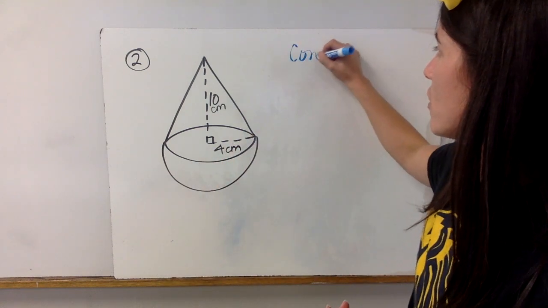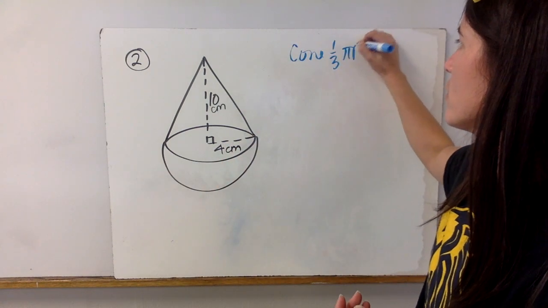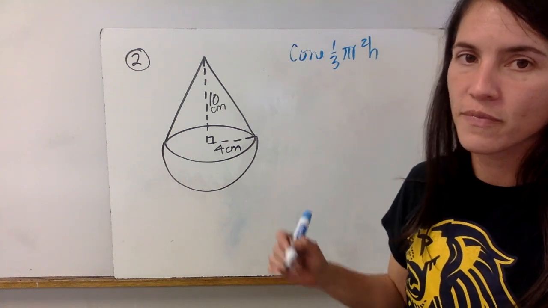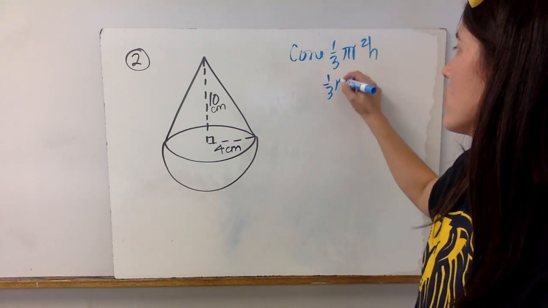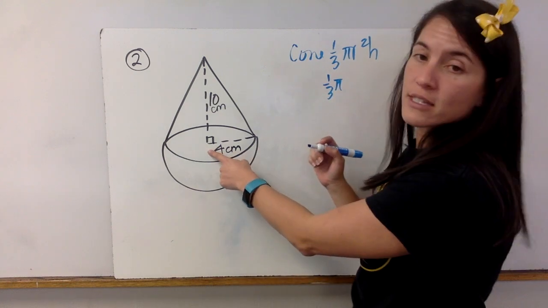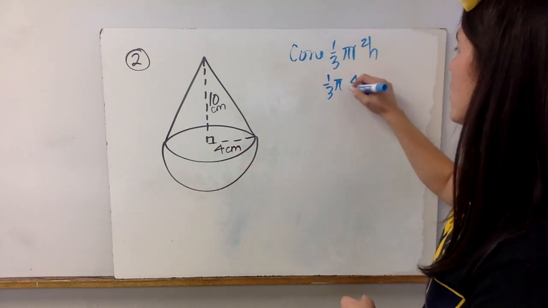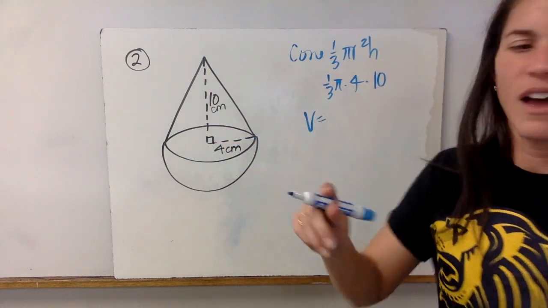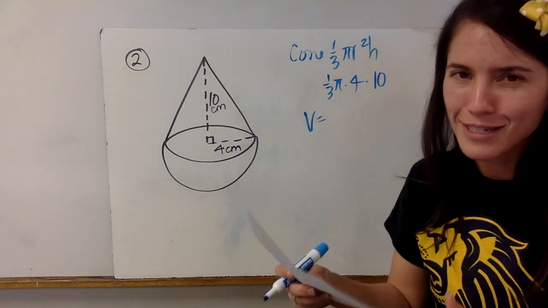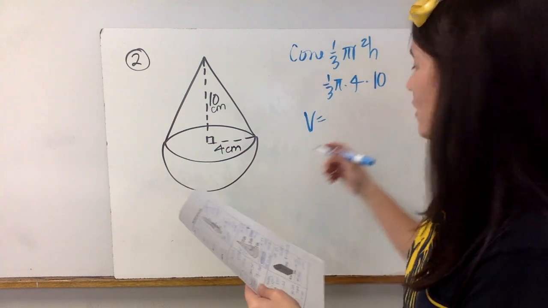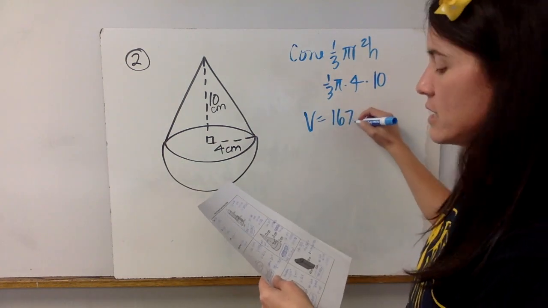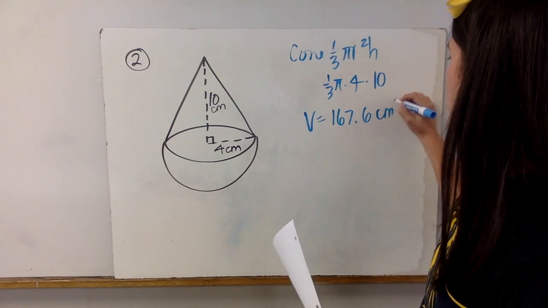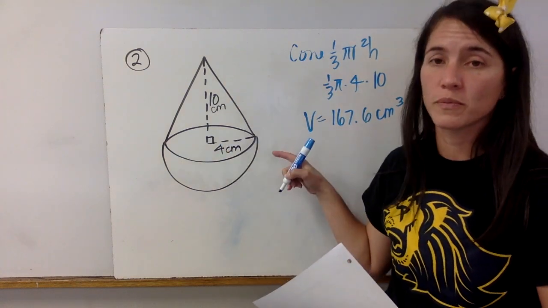So first we'll do the cone, which is 1/3 pi r squared times h. And I just know that because I just wrote it down. 1/3 pi, and the radius is right here, 4. And the height of the cone is 10. I've already typed this in, so I'm not going to waste time punching my calculator. And I've got 167.6 centimeters cubed would be my volume of the cone.